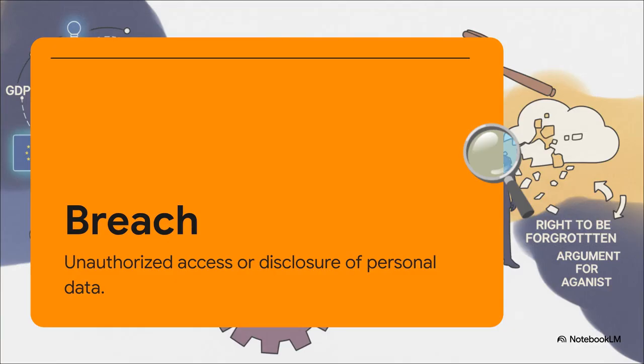And what about a breach? It's not just a hack. Legally, it's any incident that compromises the confidentiality, integrity, or availability of personal data. That's a broad definition. It means even something as simple as sending an email to the wrong person could technically be a reportable breach. Understanding that nuance is key to fulfilling those mandatory notification obligations.